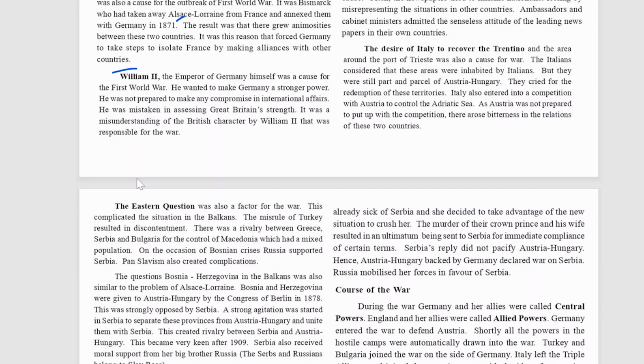And the desire of Italy to recover the Trentino and the area around the port of Trieste was also a cause for war. The Italians considered that these areas were inhabited by Italians, but they were still part and parcel of Austria-Hungary, and they cried for the redemption of these territories. And Italy also entered into a competition with Austria to control the Adriatic Sea, as Austria was not prepared to put up with the competition, and there arose bitterness in the relations of these two countries.